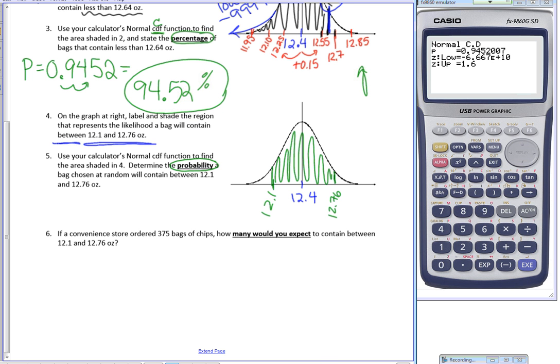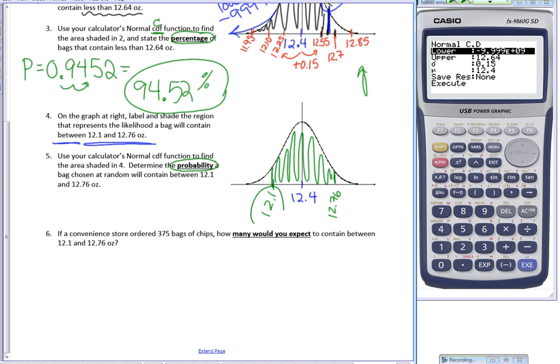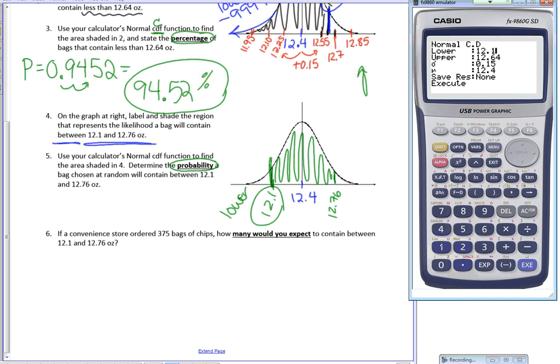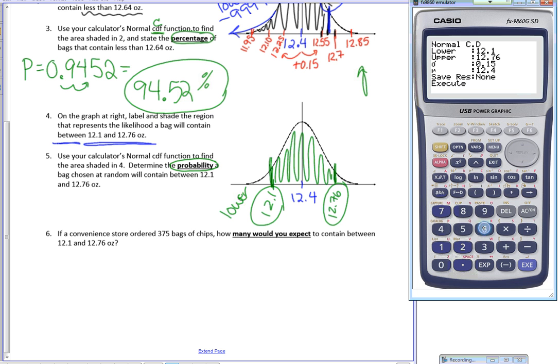And I know that this is a pretty high probability because most of the picture is shaded, right? So I'm just going to go right in my calculator again. And if you still have it up there, you're good to go. Just exit back. In this case, my lower was the left side, which I had a left stopping point. So I'm going to enter the 12.1 for that. And my upper was the 12.76 because I had a stopping point for that. The mean and the standard deviation didn't change, so I don't have to re-enter them. I just go down and hit execute, and it tells me the probability is 0.9690.